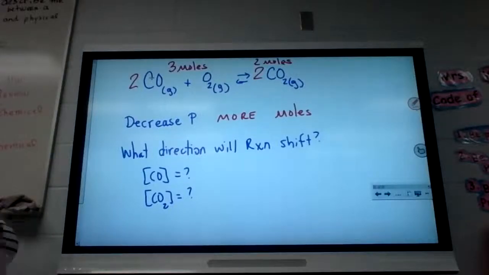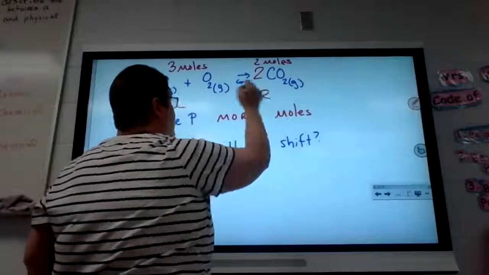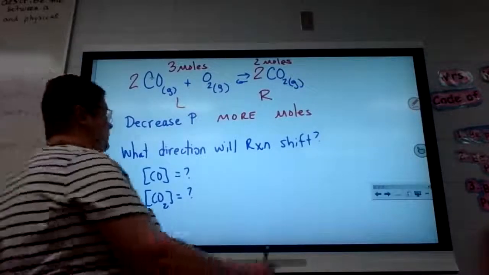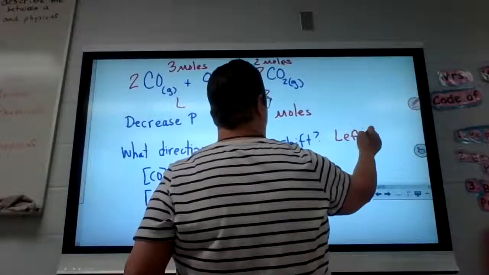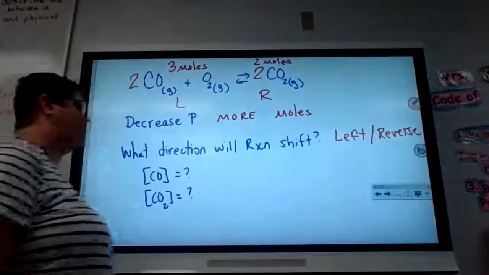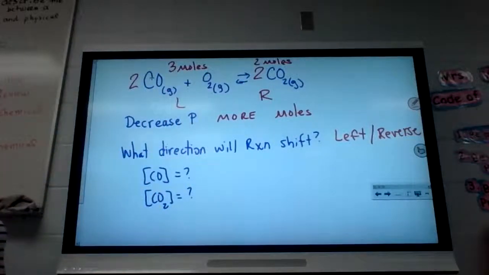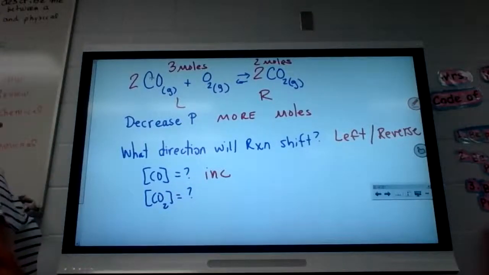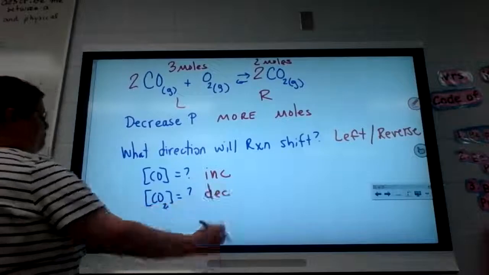All right. Let me write left and right up here. So if we decrease the pressure, it has to go to the side of more moles. What side has more moles? To the left. Okay? Or reverse. Either way is correct. So if we go to the reverse, what happens to our CO concentration? It increases. And what happens to CO2? It decreases. Hey, this is easy.